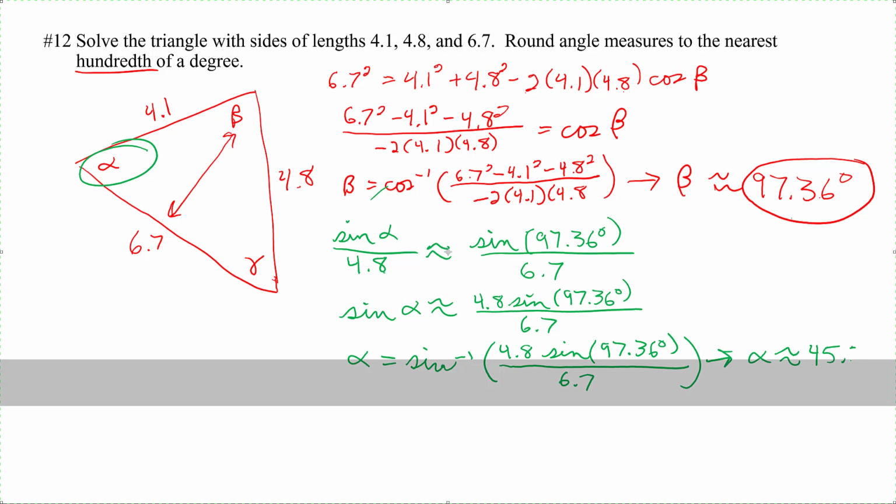Okay, and then we have one more to go. I'm just going to find our last angle here, gamma, by taking 180 degrees minus beta minus alpha.